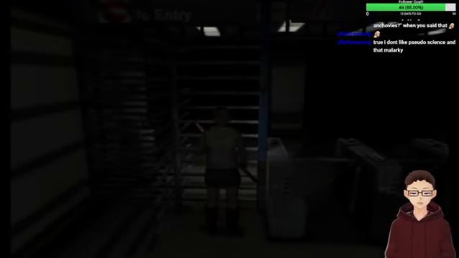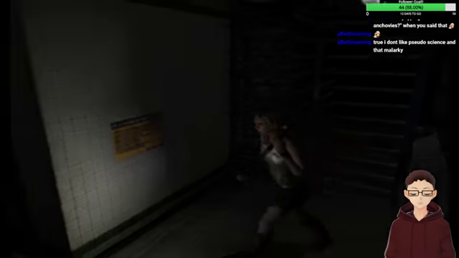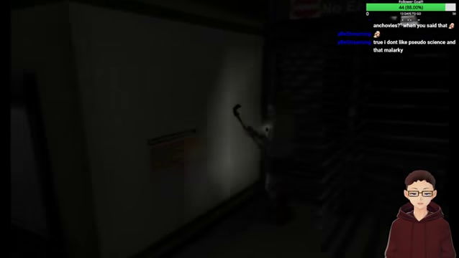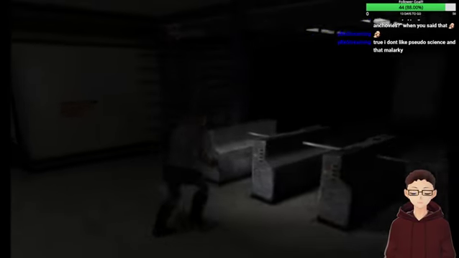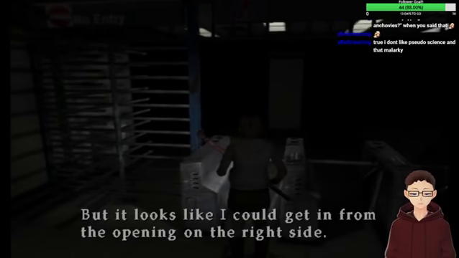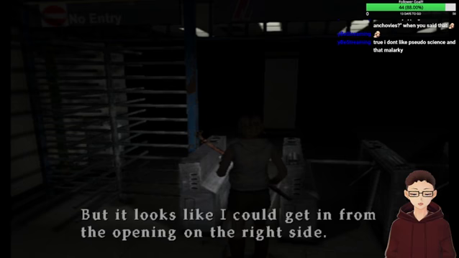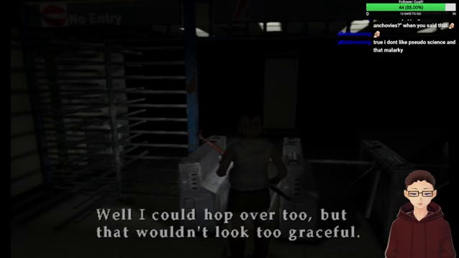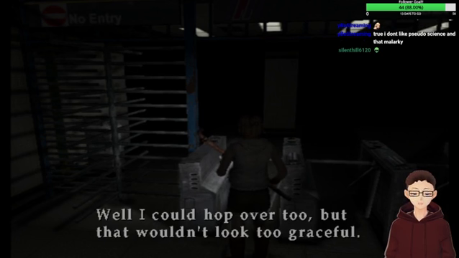Can I go through this? Nope. I'm hitting the interact button and nothing's happening. What about one of these turnstiles? It looks like I could get in from the opening on the right side. I could hop over the top too, but that wouldn't look too graceful.